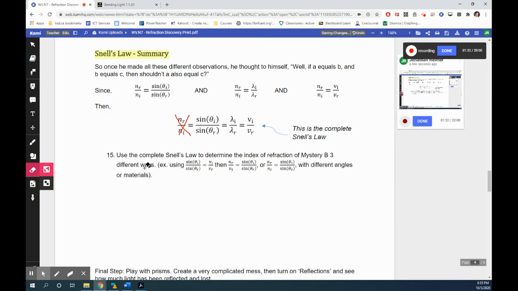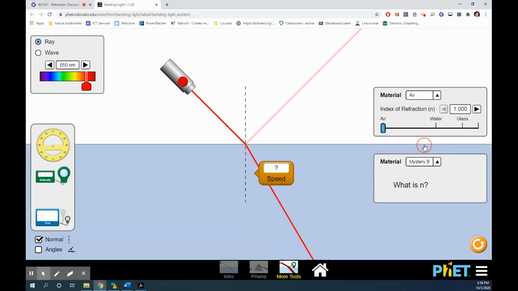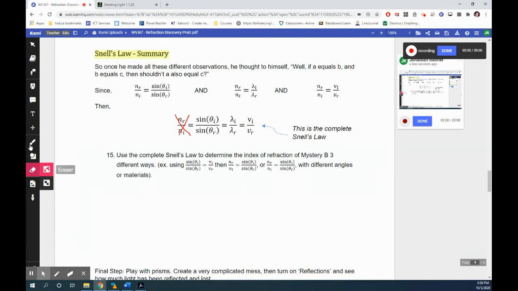And so I'm going to show you how we can use Snell's law to determine the index of refraction of mystery B. I want us to do this 3 different ways. So we're going to go here to mystery B, and let's start with speed. We know the speed coming in is 1c. What's the speed in mystery B? 0.71 c. And that's all we need to know.